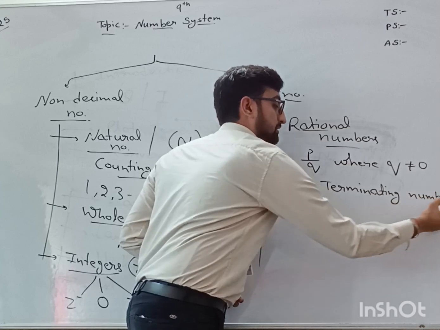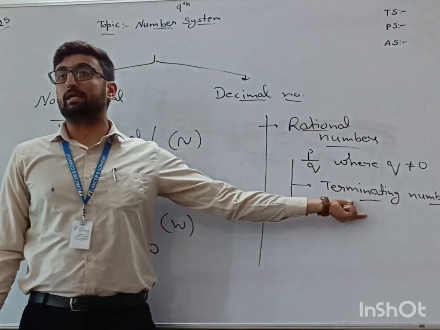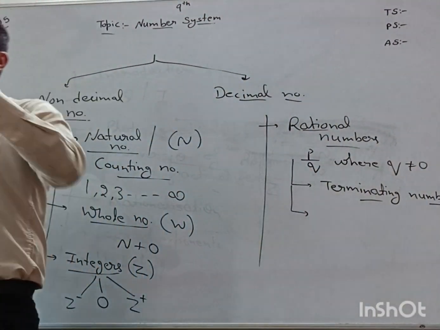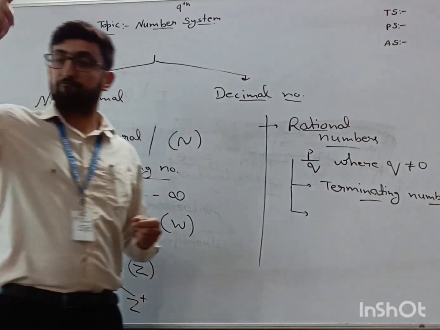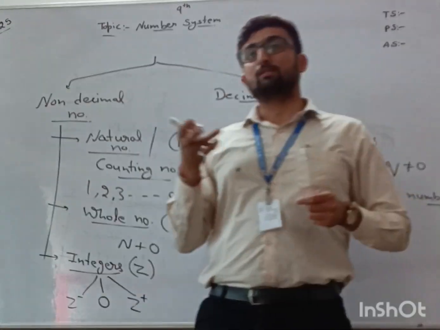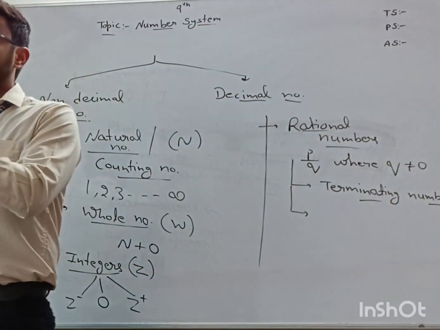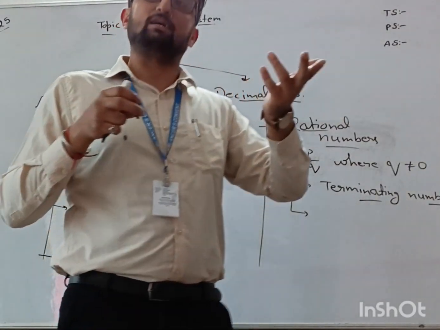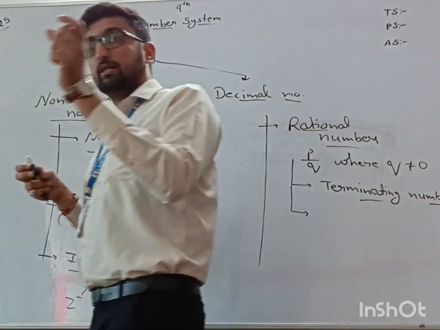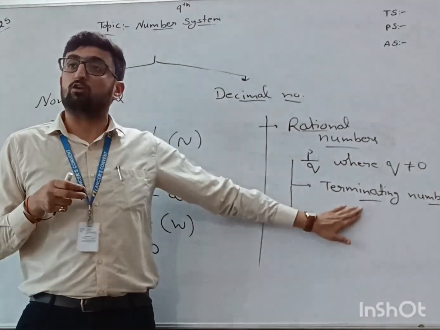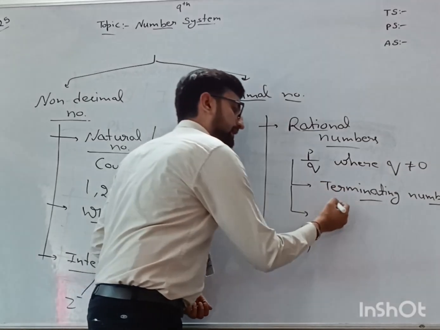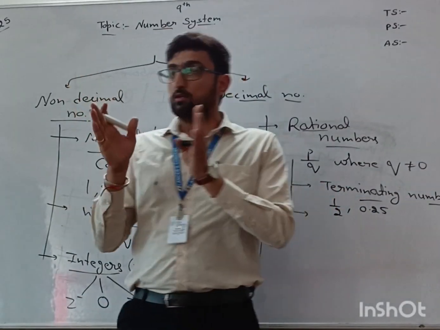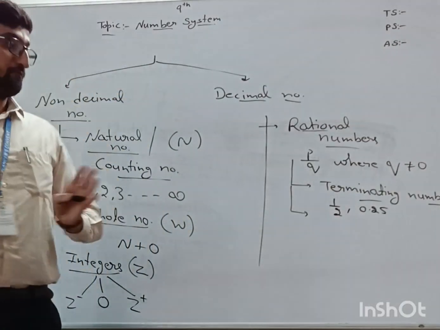What are terminating numbers? As this word is defining, terminating means which can end or terminate. In simple language, suppose we have the fraction 1 by 2. If we try to solve this 1 by 2, we will get 0.5. After the point we get only one place after decimal, which means the number gets end. Such types of numbers are known as terminating numbers. Terminating numbers contain 1 by 2, 0.25, all those numbers which get end after some places.